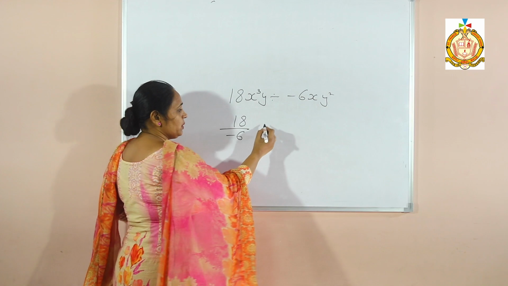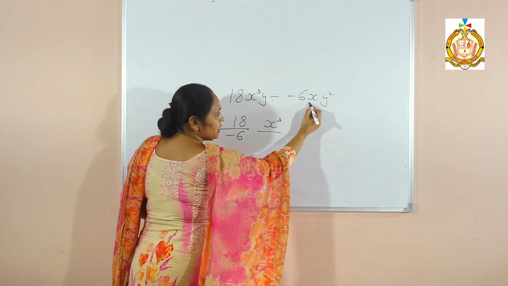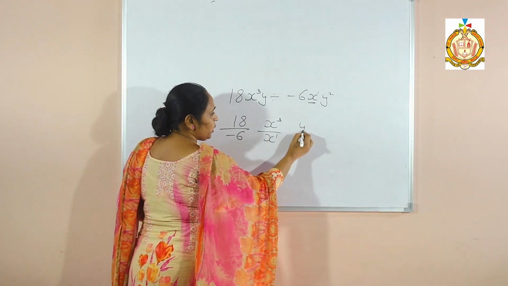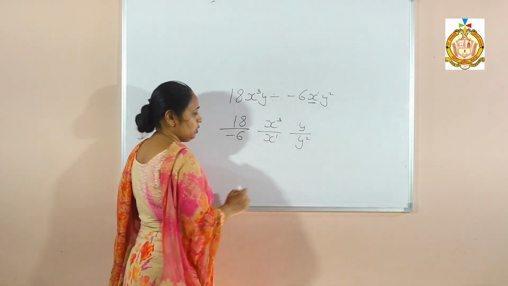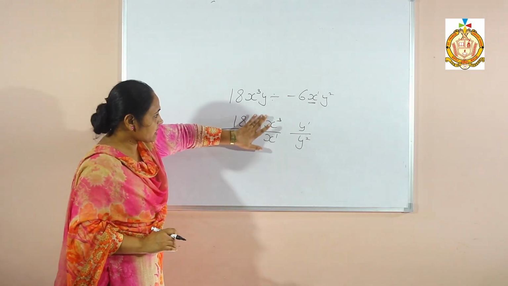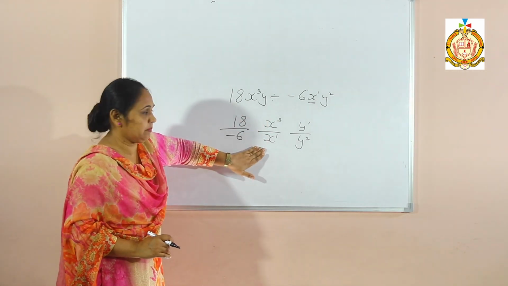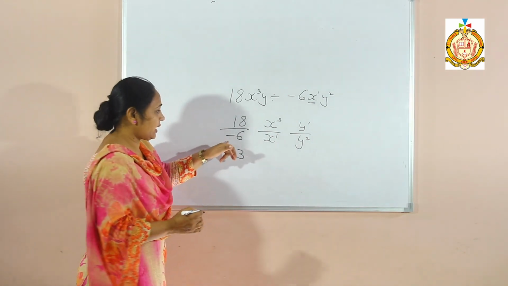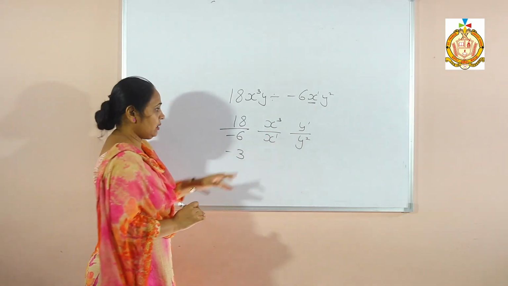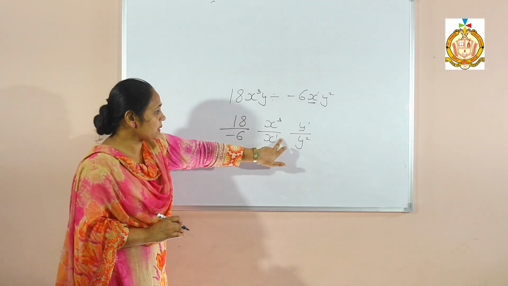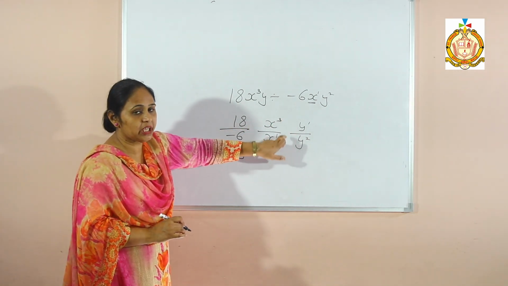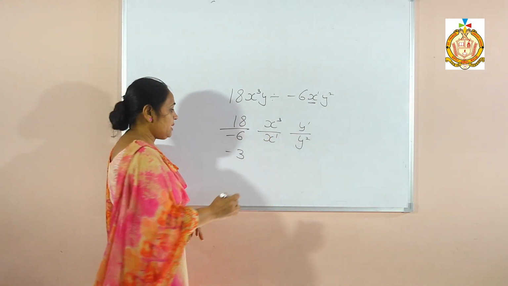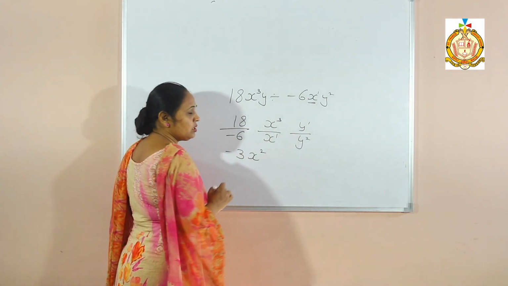Then x cubed divides by x raised to power 1. Then there is y and there is y raised to power 2. Again take power 1. That means same variable divides with same variable. Now 18 cut with 6, there will be 3, but there is a negative sign. Then there is power 3 and power 1, but division is there, so we have to subtract the powers. 3 minus 1, so there remains only x raised to power 2.